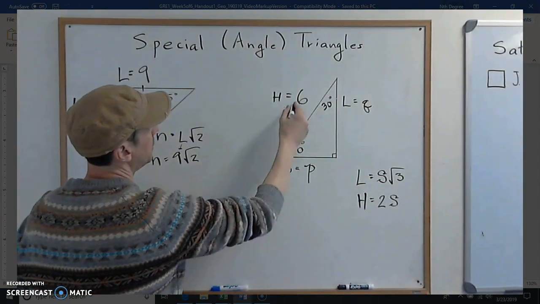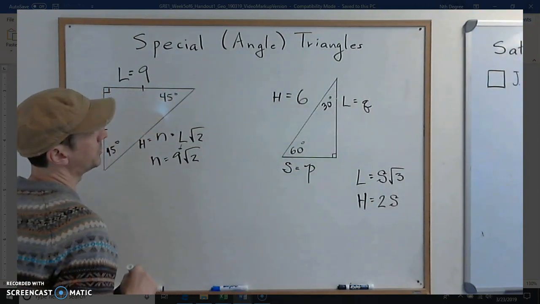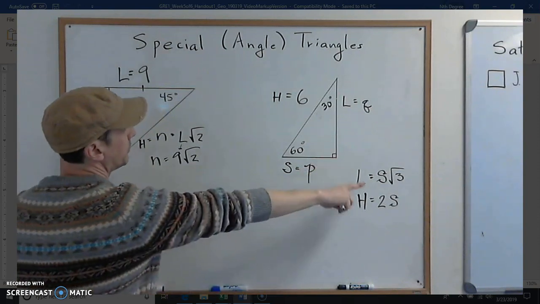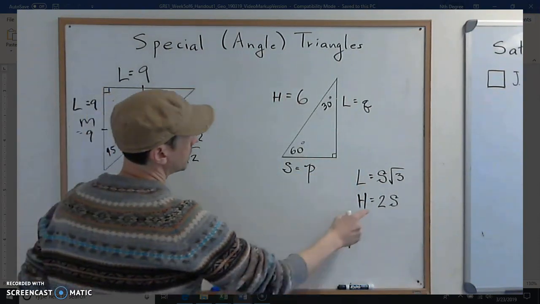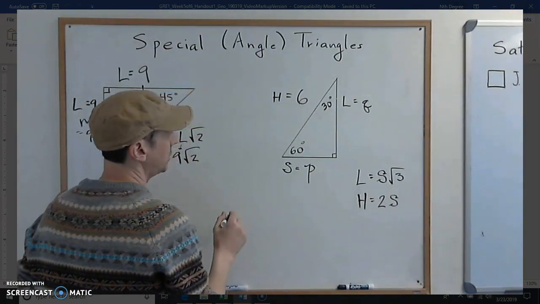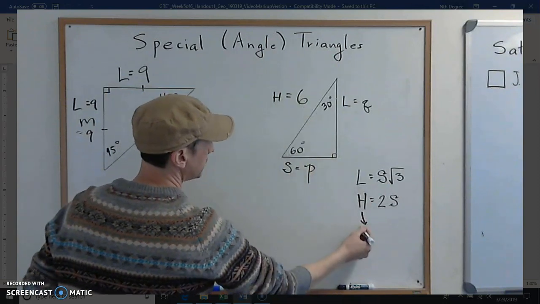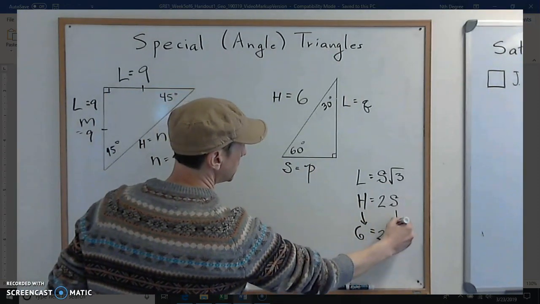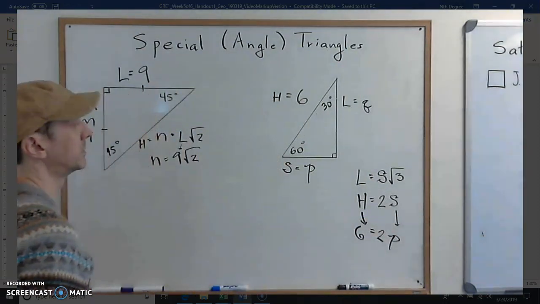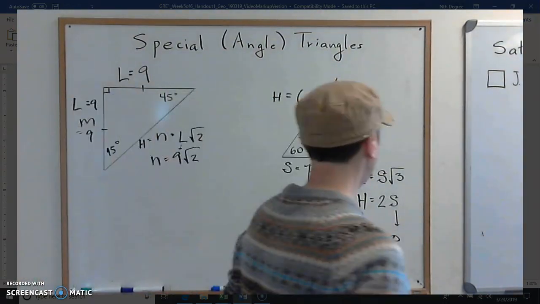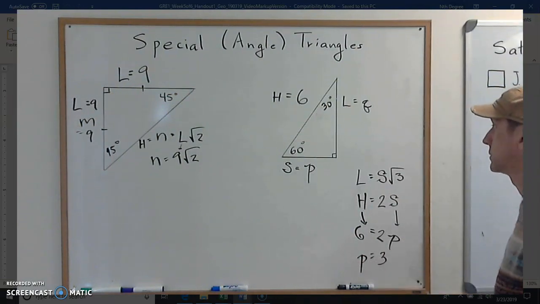Now, the only number that we actually know as a constant is the hypotenuse, 6. So if we're going to figure out the others, we'd better start with the formula that has H in it. Okay, so here's the formula, H equals 2S. What is H again in this triangle? 6. What is S again in this triangle? P. 6 equals 2P. How do we get P by itself? We divide by 2. P is 3.